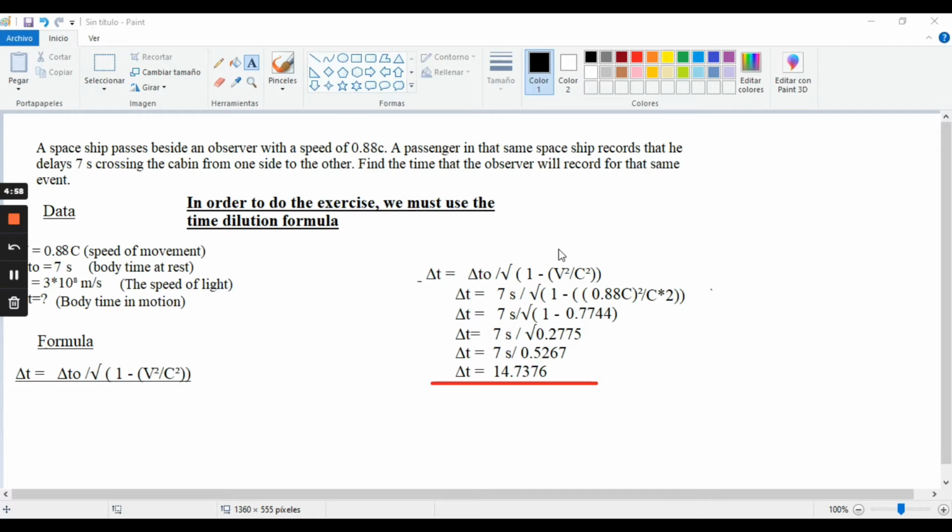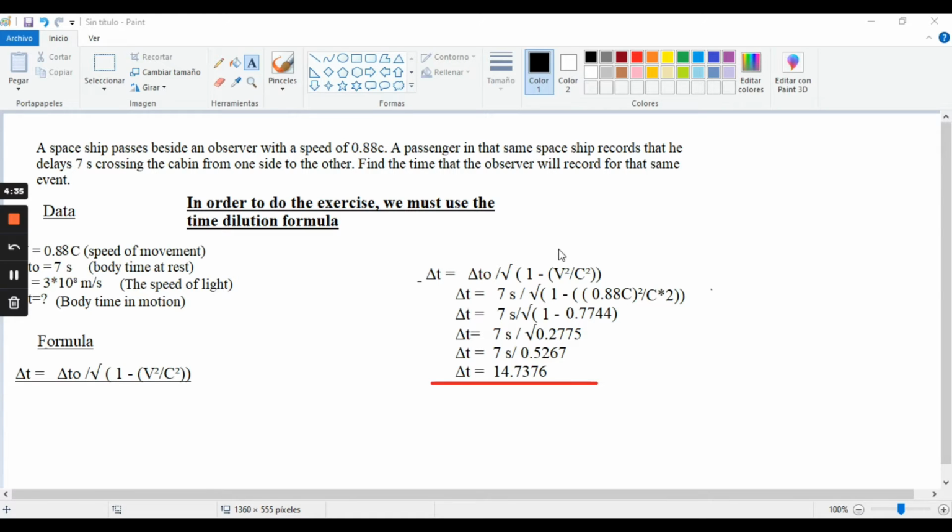Hi, this is Kevin and I'm going to explain exercise E, which is: a spaceship passes beside an observer with a speed of 0.88 c. A passenger in that same spaceship records that he takes 7 seconds crossing the cabin from one side to the other. Find the time that the observer will record for the same event.